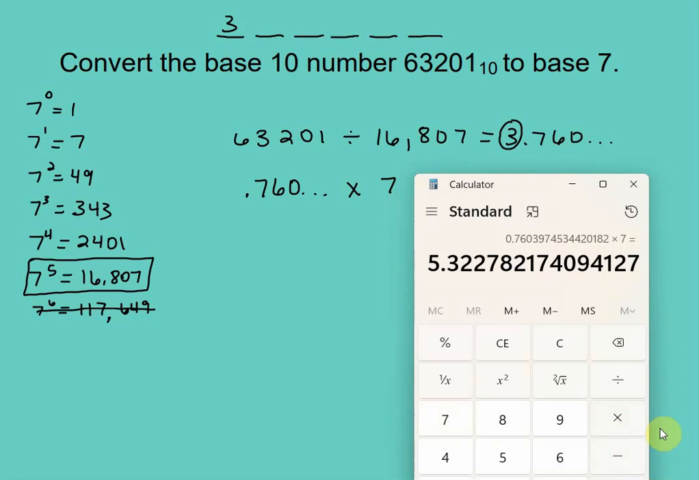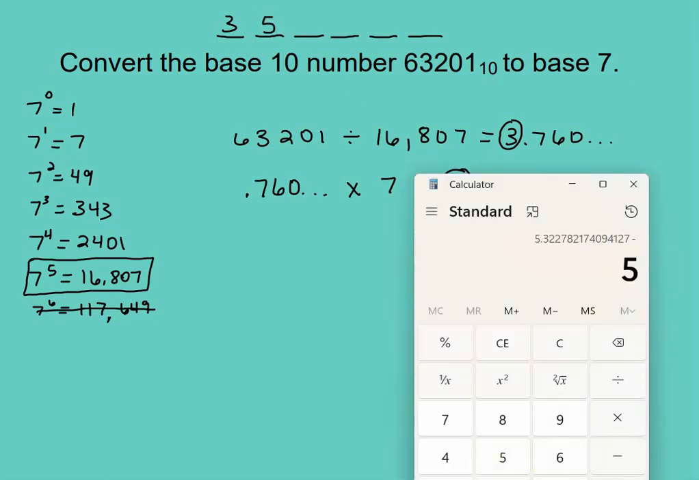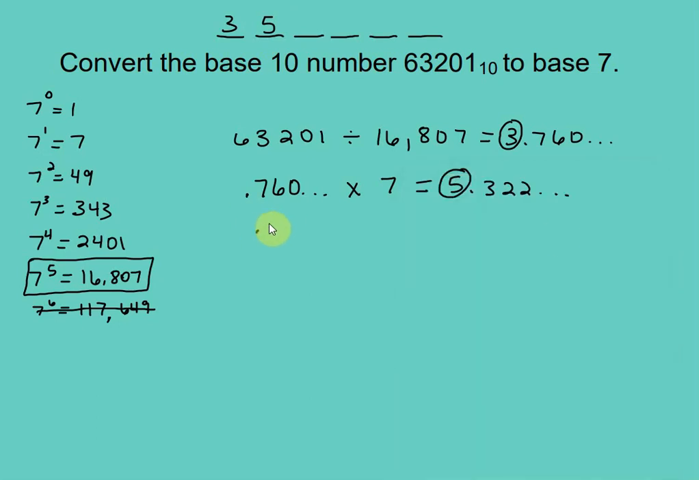And I get 5.322, and it continues. And so my next digit is a 5. And I'm going to subtract 5 from my calculator. So I have the 0.322, multiply times 7.